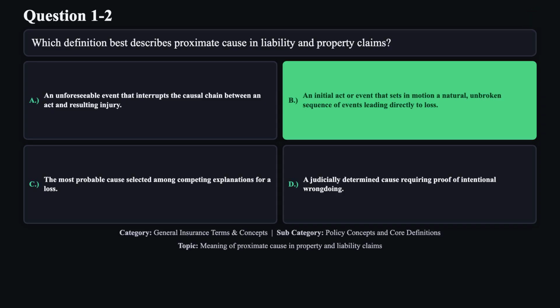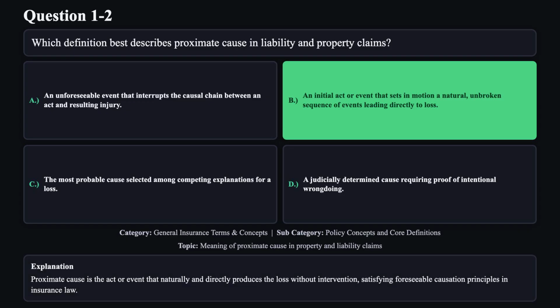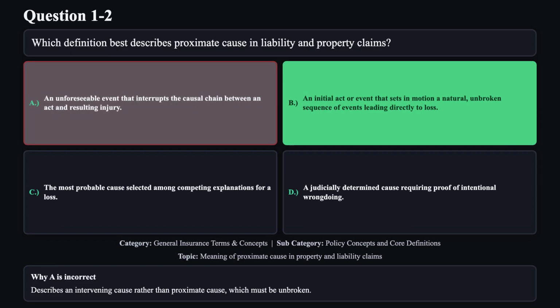The correct answer is B. Proximate cause is the act or event that naturally and directly produces the loss without intervention, satisfying foreseeable causation principles in insurance law. Reason A is not correct. Describes an intervening cause rather than proximate cause, which must be unbroken.